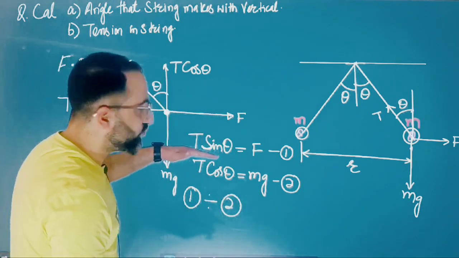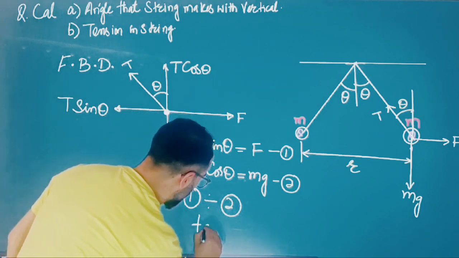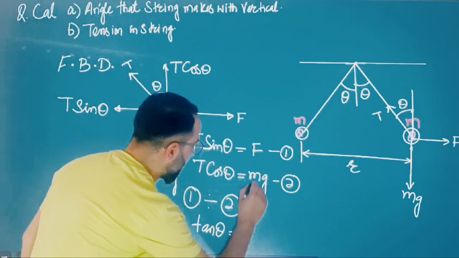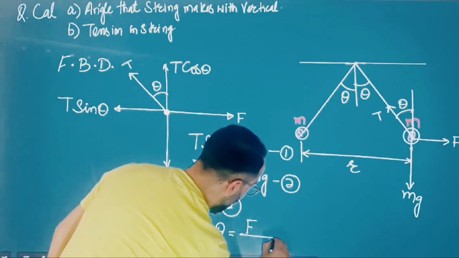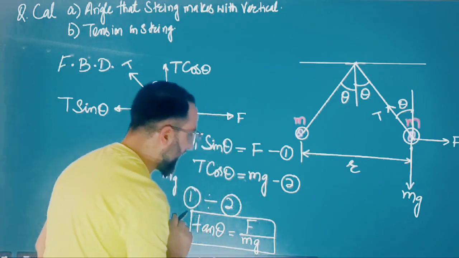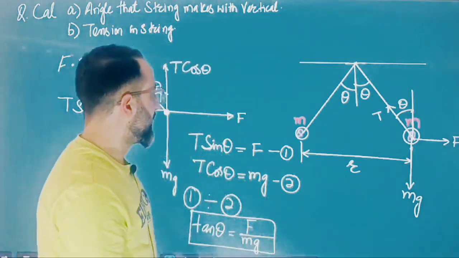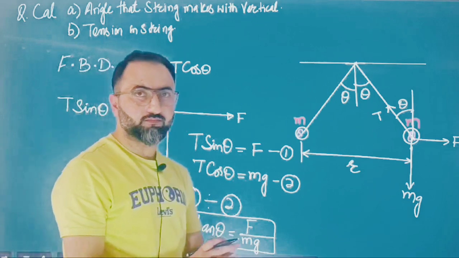All right, when I divide these two equations, t and t will be eliminated. T sin theta by t cos theta is tan theta, and from the right side we get F divided by mg. So this equation will give you the angle between the string and the vertical. The next is that I have to calculate T.